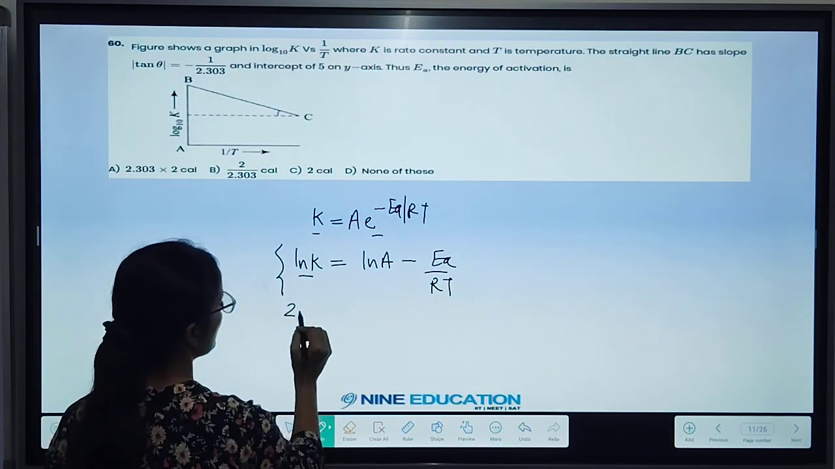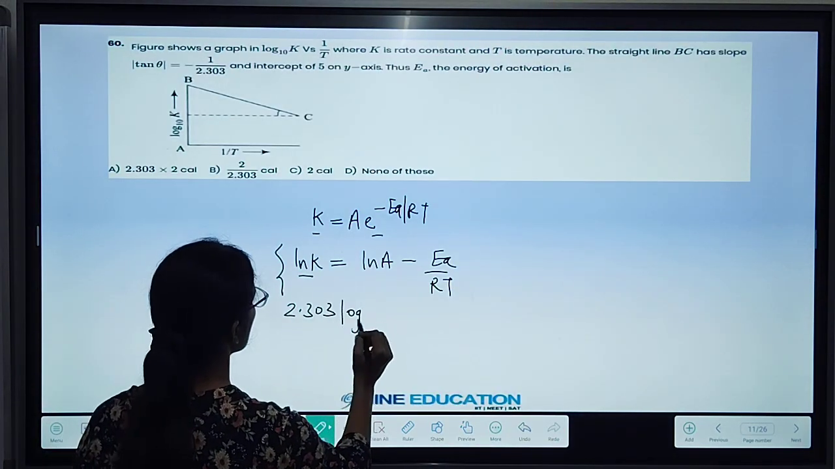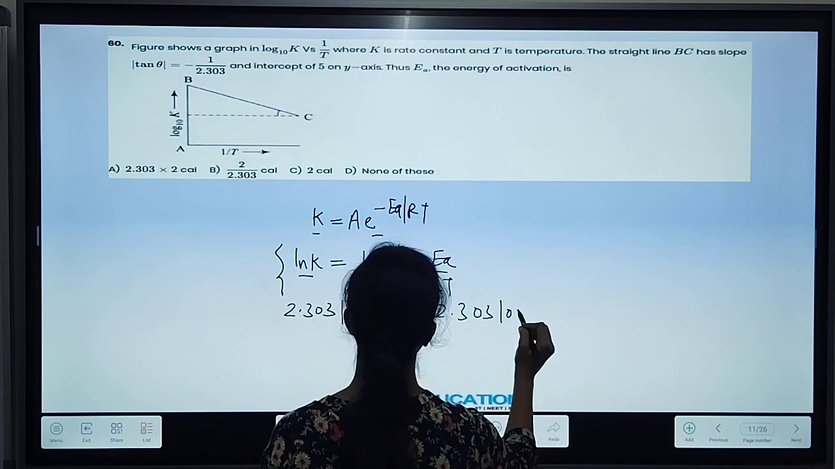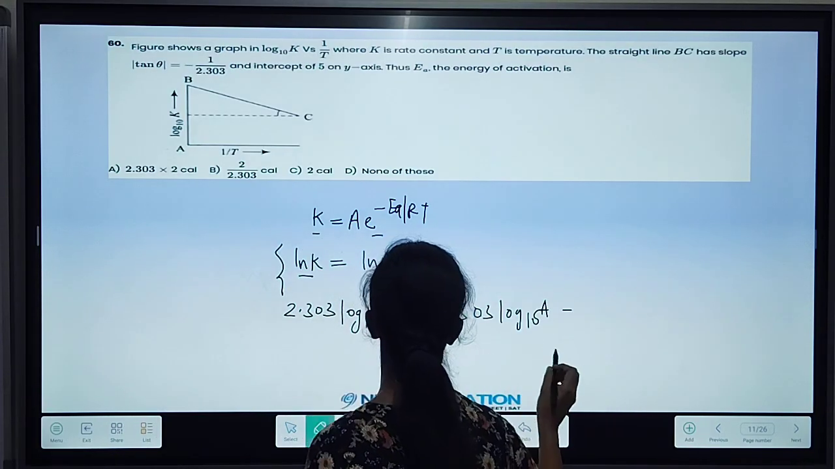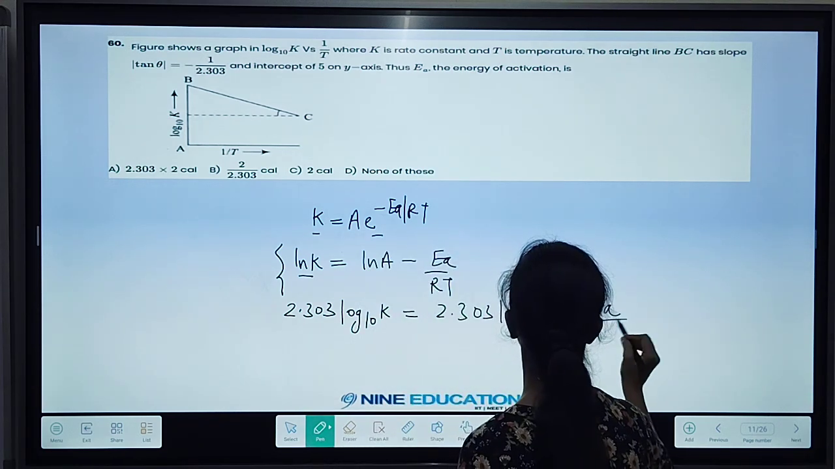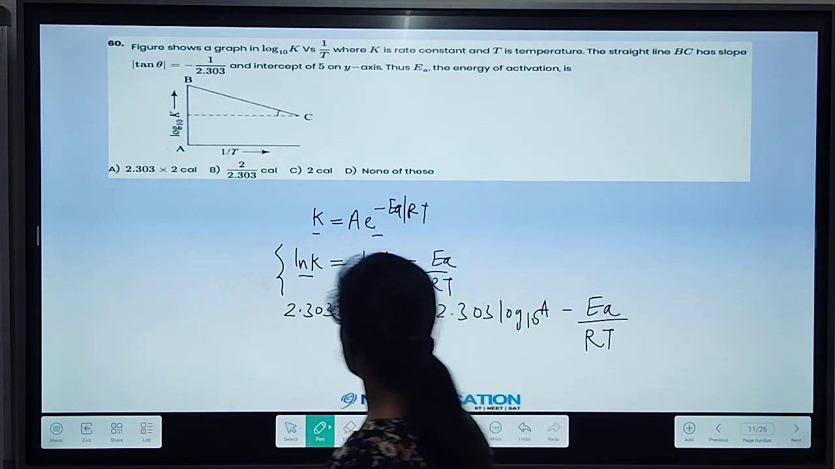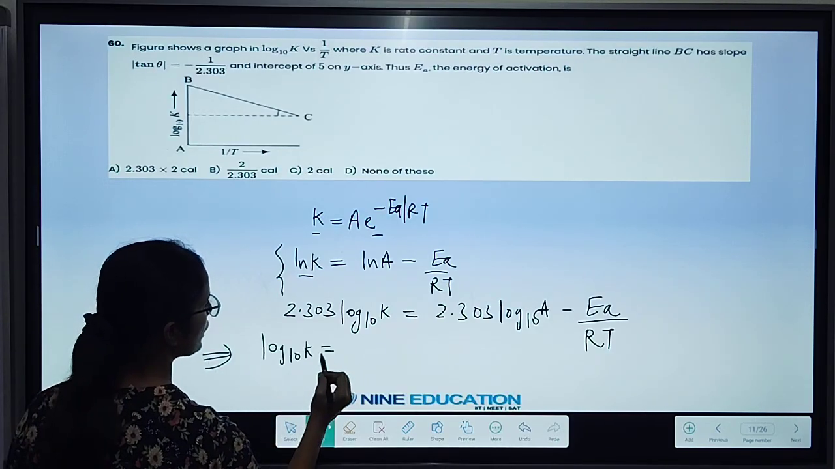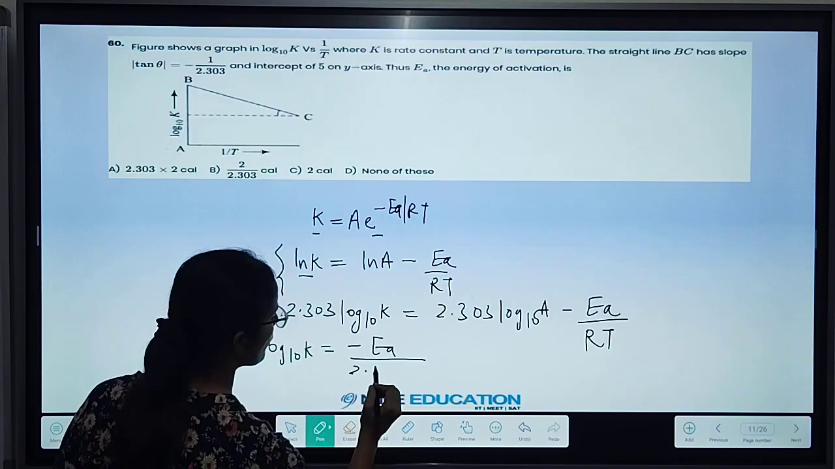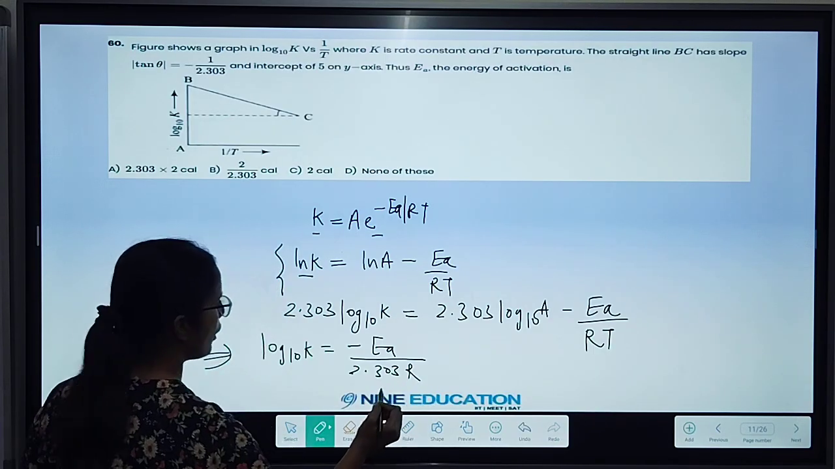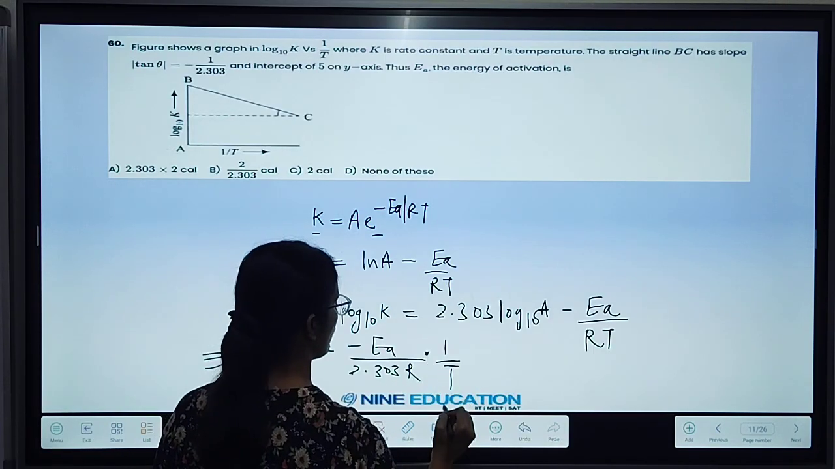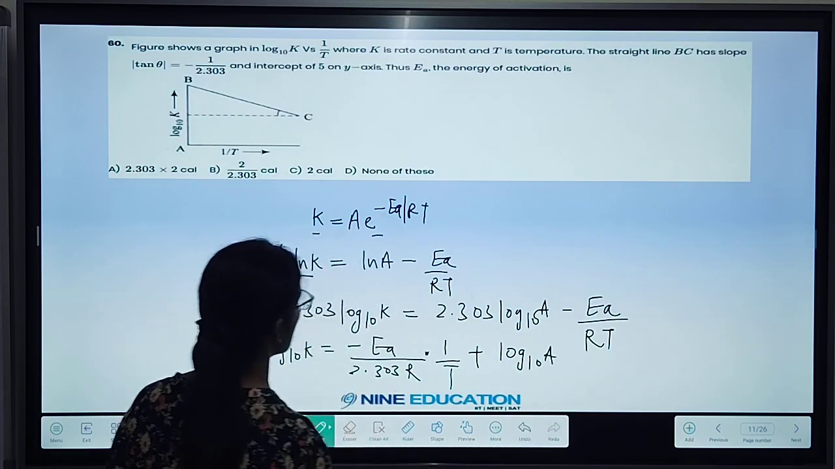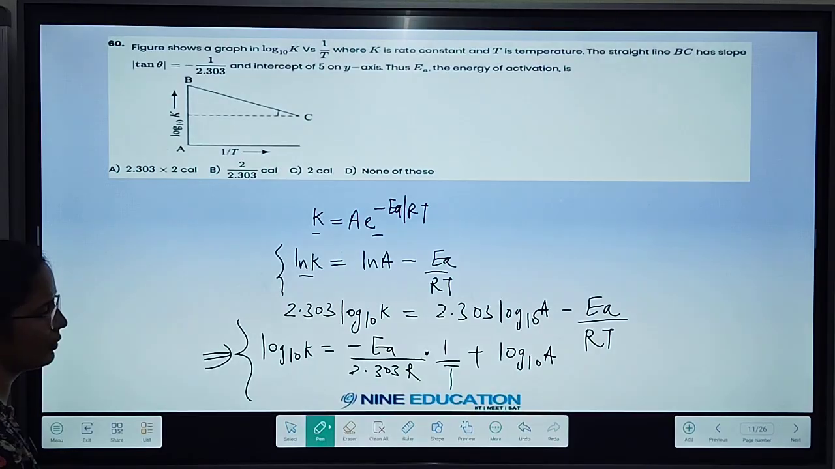Okay, so ln k could be written as 2.303 log 10 k, which is equal to 2.303 log 10 A, and here we'll have minus Ea by RT. Now if I simplify it further, log 10 k is equal to minus Ea upon 2.303 R, I'm writing this term first, times 1 upon T, and here I will have log 10 A. This is the final expression I am coming with.